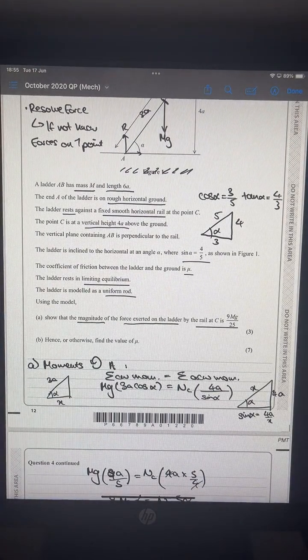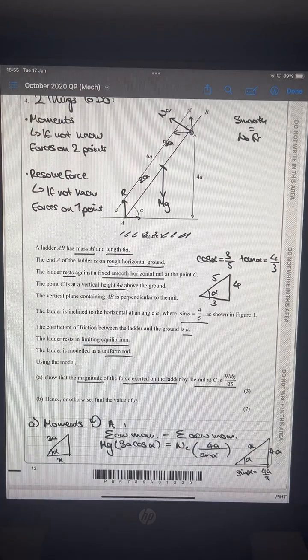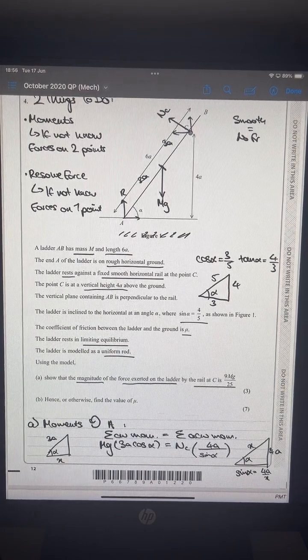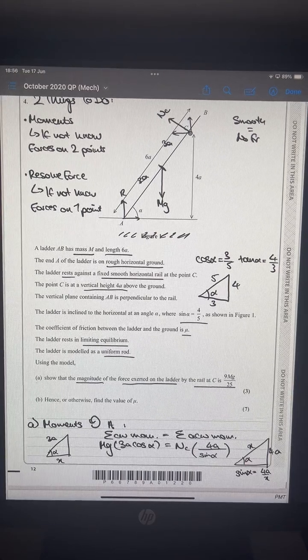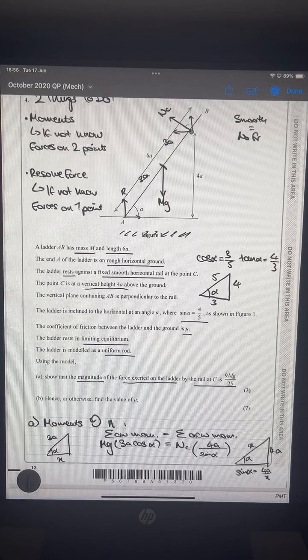F equals mu times R. Where did I put that? Oh, F equals mu times R, that's the equation for friction, maximum friction. This is the 2020 paper for mechanics. All right, so that's part A. Part B is worth the majority of the marks. And it says, hence or otherwise, find the value of mu.